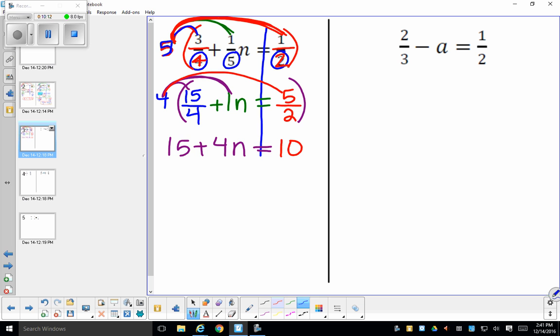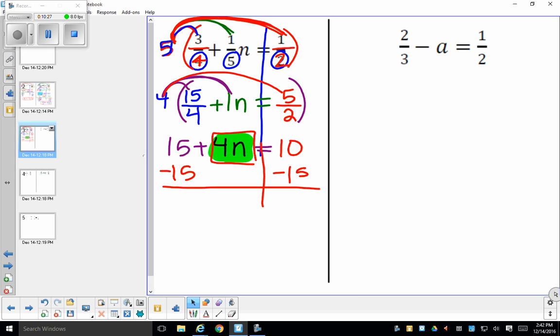So for the hand method here, I take my hand, cover the variable and anything attached. My goal is to get rid of the 15, so I'm going to subtract 15, copy, paste. The goal is to get the n totally alone. Right now we have to take some baby steps. We subtract 15, copy, paste.